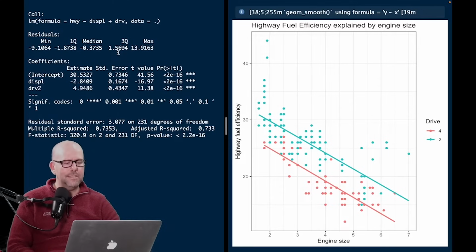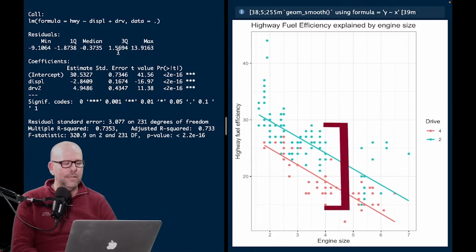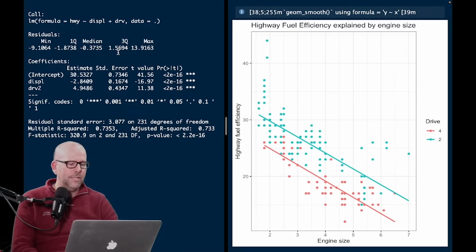Okay, so let's try and understand what's going on here. The one thing I want you to notice, and this becomes important as we look at other plots that we're going to look at in just a second, is these two lines are parallel. So the slope of the decrease in fuel efficiency with engine size amongst four-wheel drives is the same as the slope of the decrease in fuel efficiency with engine size in two-wheel drives. So what drive it is doesn't seem to affect the extent to which engine size impacts on highway fuel efficiency. There's no interaction.